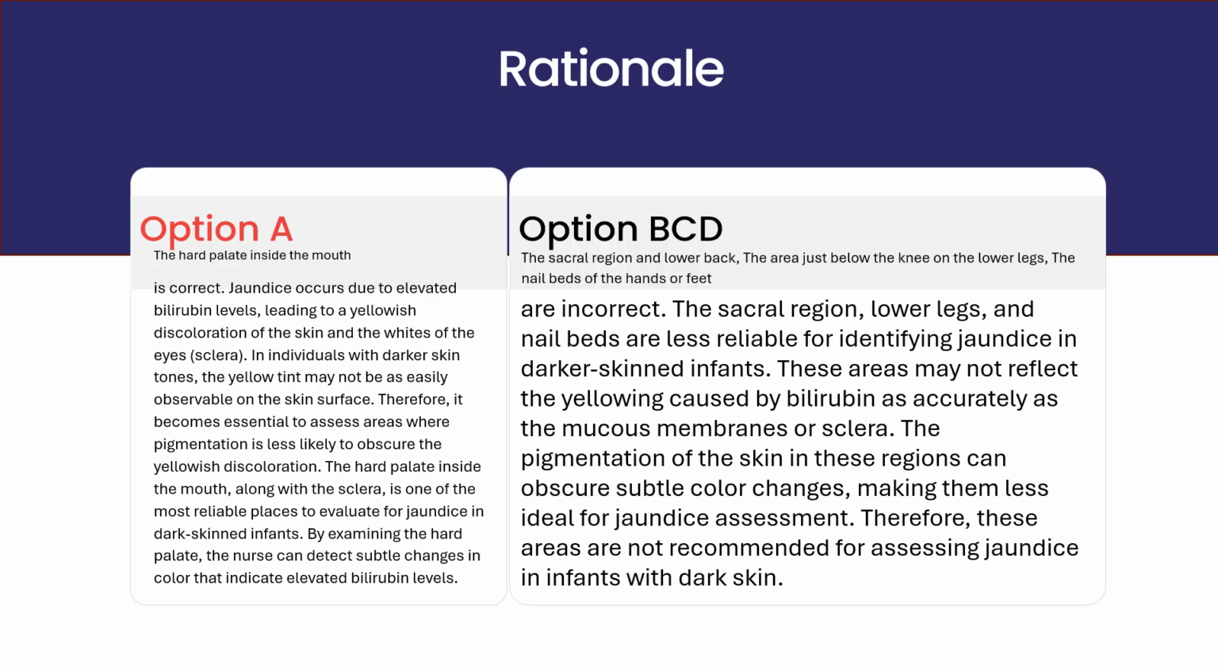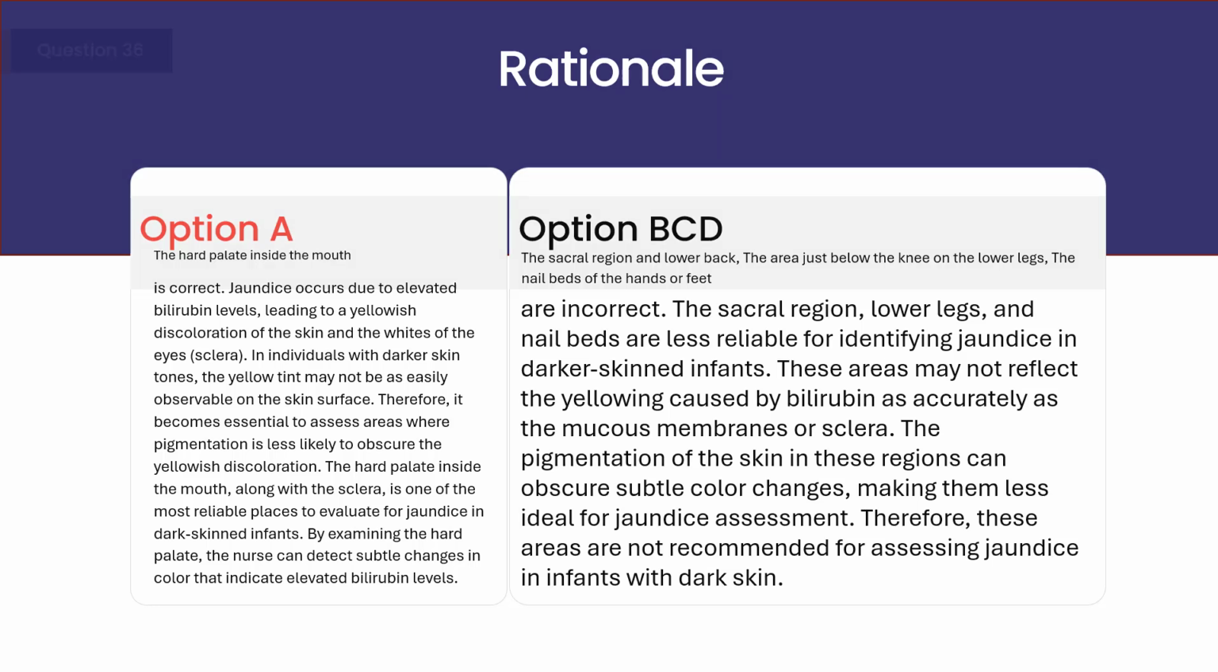The sacral region, lower legs, and nail beds are less reliable for identifying jaundice in darker-skinned infants. These areas may not reflect the yellowing caused by bilirubin as accurately as the mucous membranes or sclera. The pigmentation of the skin in these regions can obscure subtle color changes, making them less ideal for jaundice assessment. Therefore, these areas are not recommended for assessing jaundice in infants with dark skin.